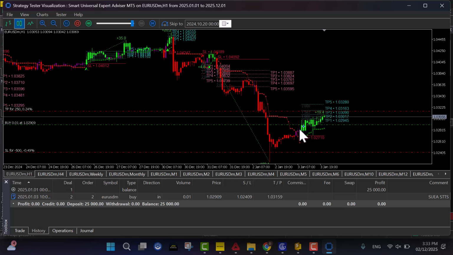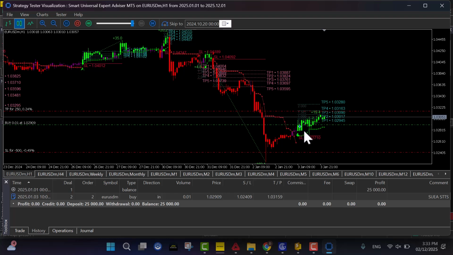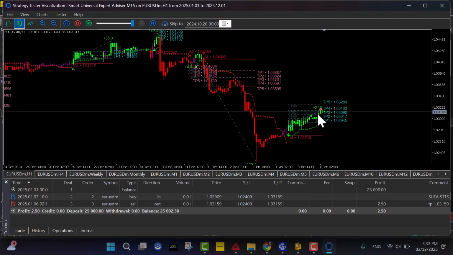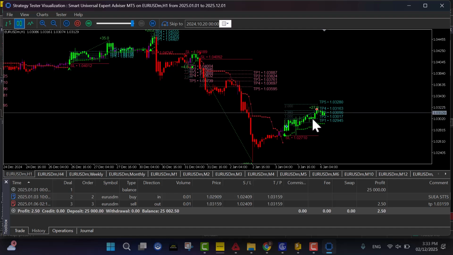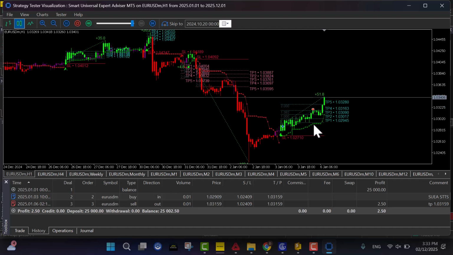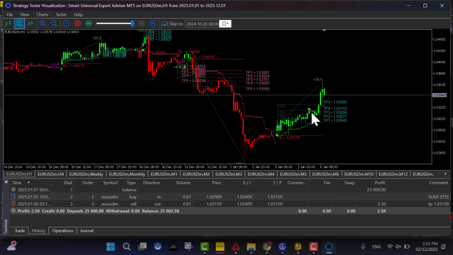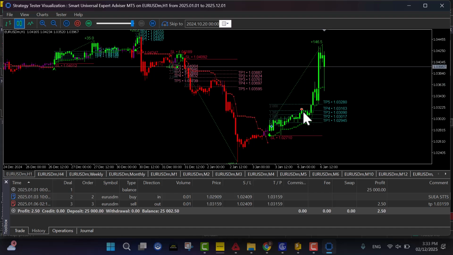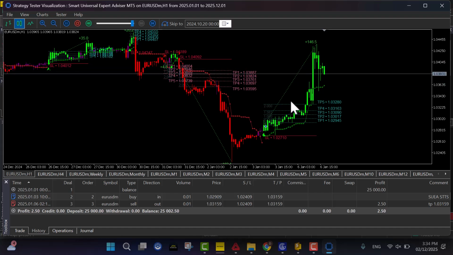So that's one of the things that I'm working on, and hopefully it's going to be ready in the future, so that the atomic analysis is going to be set up completely in a perfect way with the smart universal expert advisor. And you can see, guys, this trade turned out to be working, and we get up to take profit number 4, and it got closed right at take profit number 4. Now we're waiting for the other signal, and this is how it's going to work.